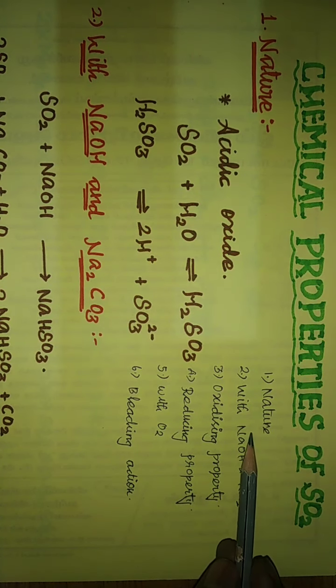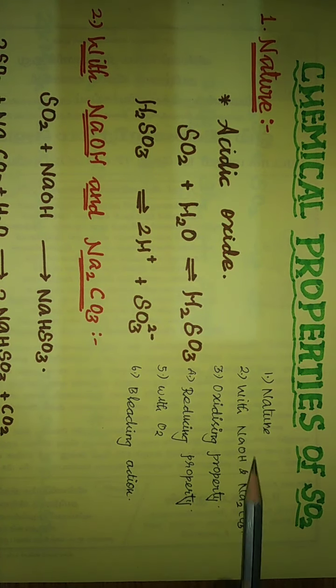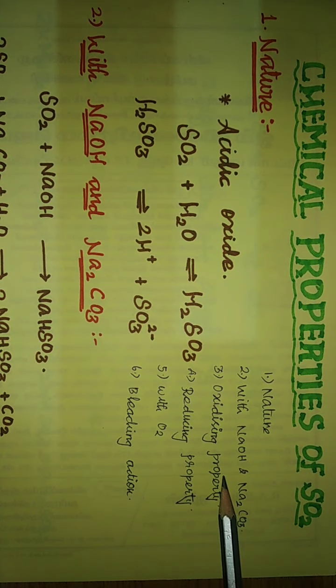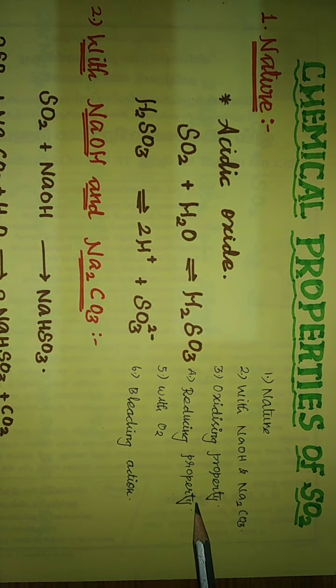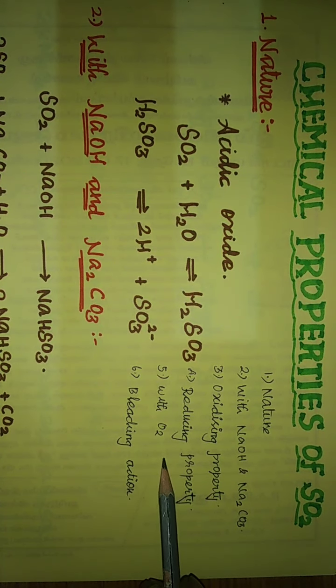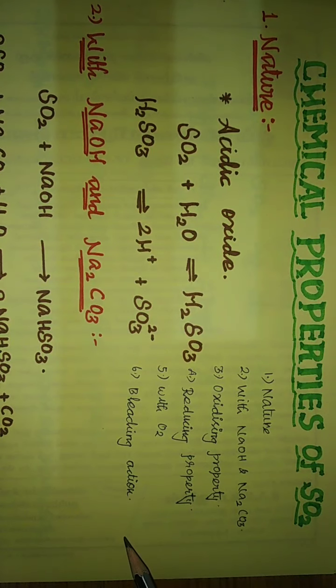What are they? The first is the nature of sulfur dioxide. The second is reaction with sodium hydroxide and sodium carbonate. The third is the oxidizing property. The fourth is the reducing property. The fifth is reaction with oxygen. The sixth is bleaching action. Okay, let us see one by one.